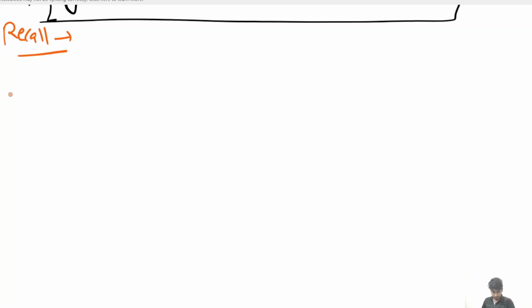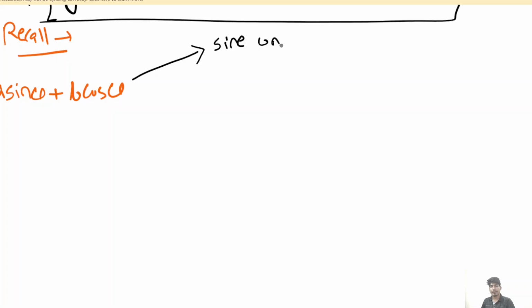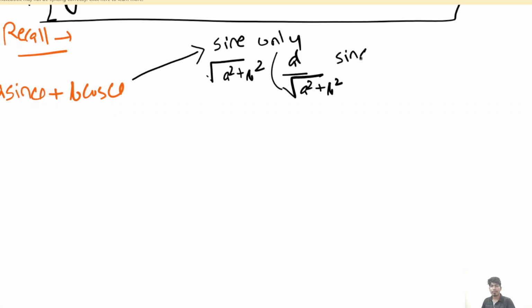What is the recall? A sin theta plus b cos theta. This is expressing in terms of sine only. Sine only means we multiply and divide by under the root of a square plus b square, and we get a upon under the root of a square plus b square, this is sine theta, plus b upon under the root of a square plus b square, this is cos theta.